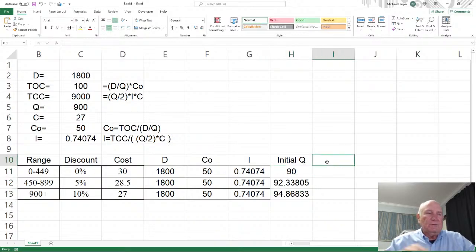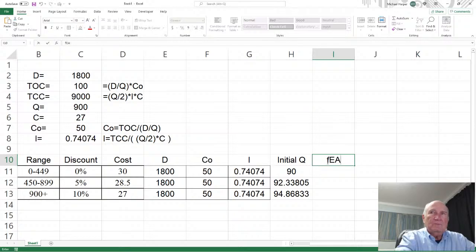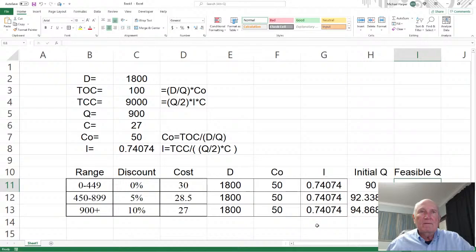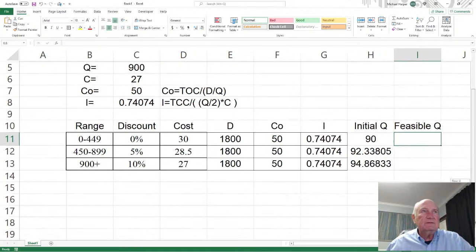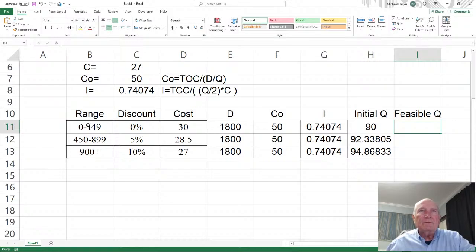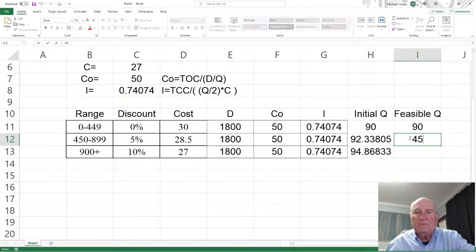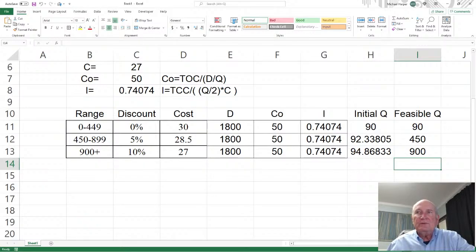And then we have our feasible Q. Here's our range over here. Let's make this a little bigger so we can see it. Okay, so 90 here is in the range, so that becomes feasible. These two are not in the range, so this is going to be 450, and this is going to be 900. Now we have our feasible Qs.